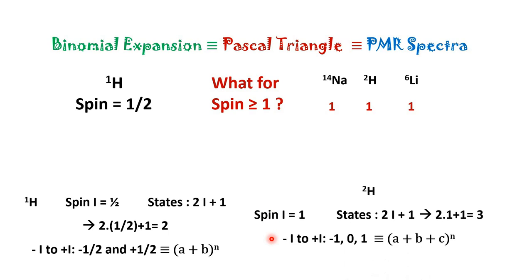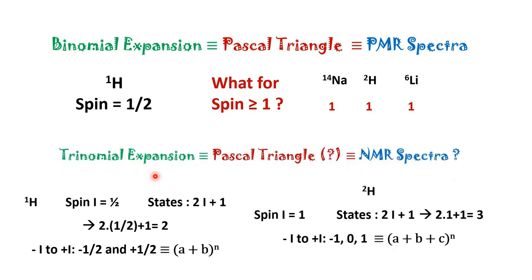But what about if the spin is, for example, deuterium, where spin is 1 and the number of states is 2I plus 1, so it is 3, and what are the labeling values? Minus 1, 0, plus 1, because it's minus I to plus I. So we can represent by A, B, C, and n is the number of nuclei, so it is A plus B plus C whole to the power n. So that is quite understandable why trinomial expansion comes into the picture, as binomial expansion came in the case of spin half.